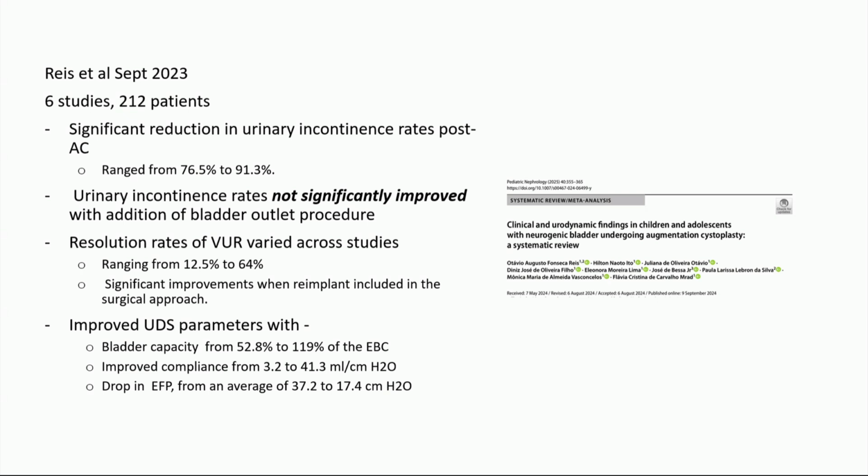The resolution rates of VUR varied across the studies from 12.5 to 64%, and there were significant improvements when the reimplant was included in the surgical approach as well. The bladder function was markedly improved, with urodynamic parameters like bladder capacity and compliance showing an increase, and a drop in the end filling pressures.